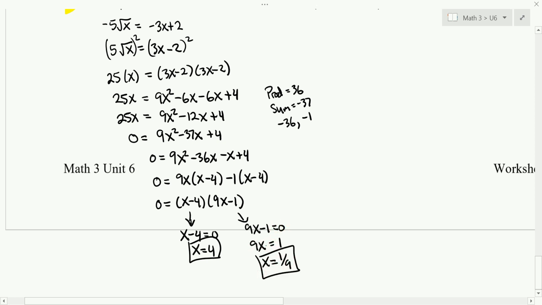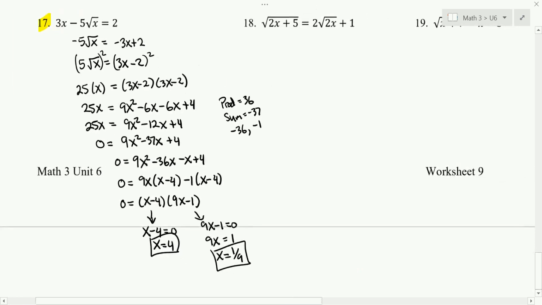Last step is to check to make sure there's no extraneous solutions. So if x equals 4, we get 3 times 4 minus 5 times the square root of 4 is 2. So that'd be 12 minus 5 times 2 is 2, or 12 minus 10 is 2. That's true. So we get to keep that one.